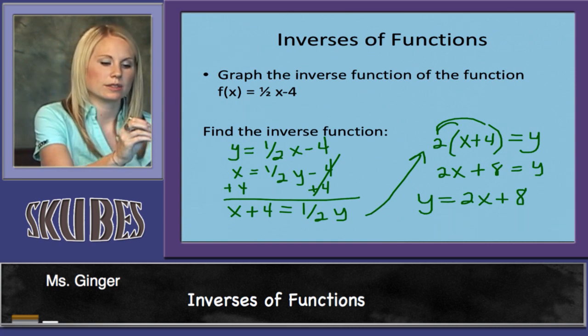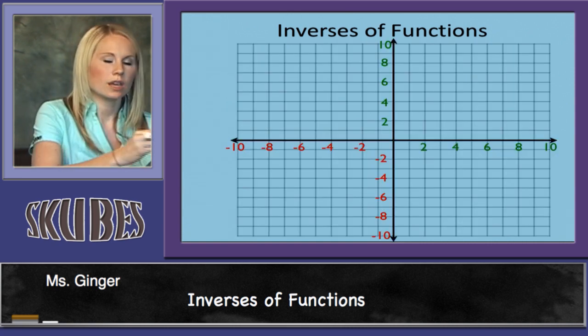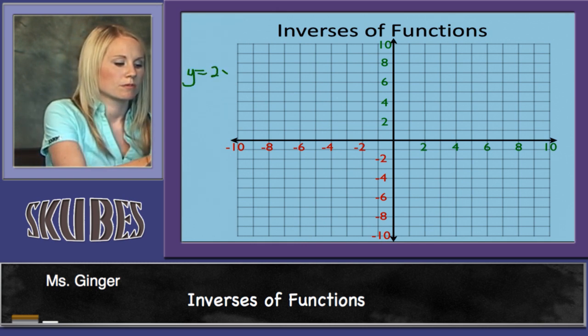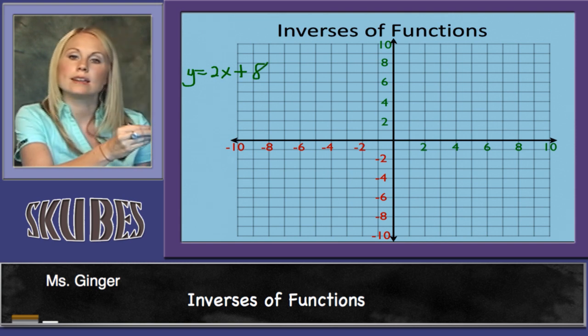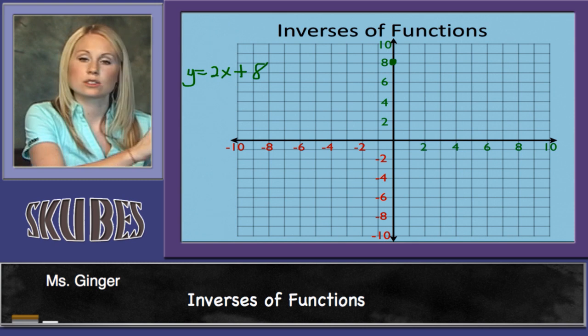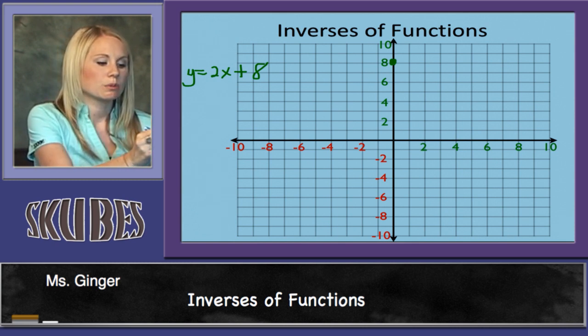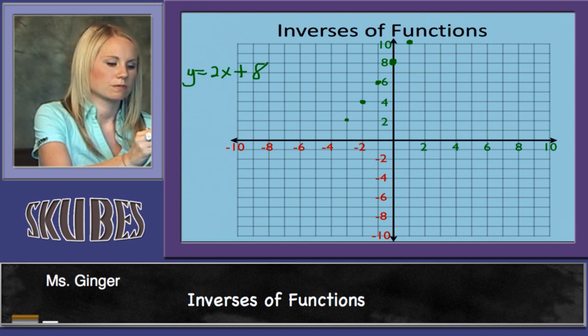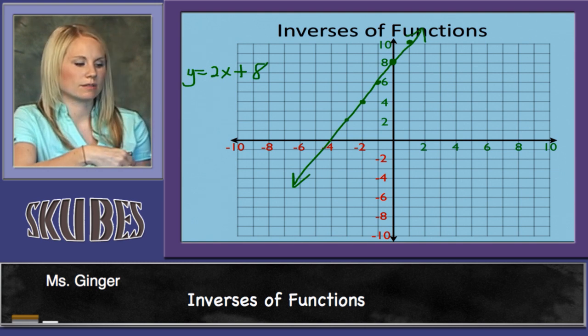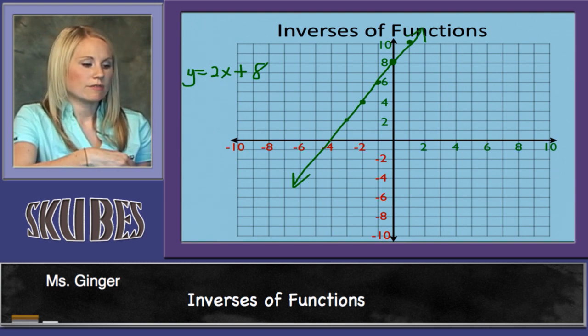So y equals 2x plus 8. Using our slope-intercept form, we know that the 8 is our y-intercept, so we can go ahead and put a point there. And it has a slope of 2/1. So we will move up 2 and over 1 to find each additional coordinate. You can also make an xy table of values to find out additional points and then go ahead and connect. And we have found our inverse graph.